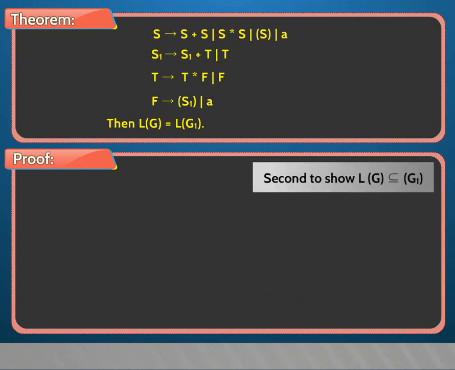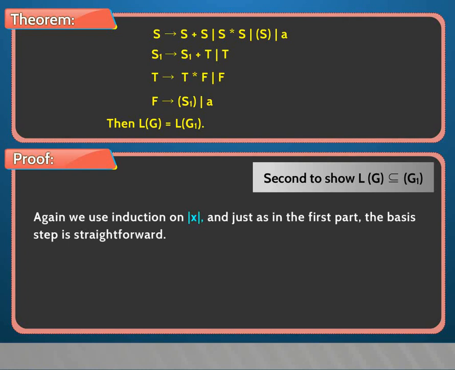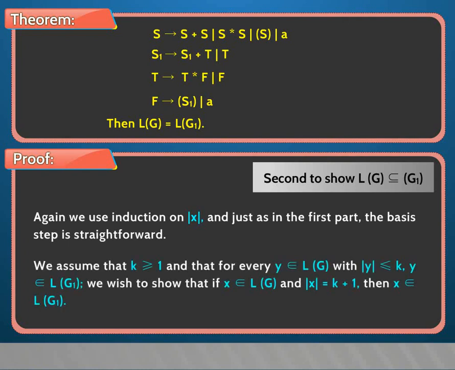Second, to show L(G) is a subset of L(G1). Again, we use induction on |x|, and just as in the first part, the basic step is straightforward. We assume that k greater than or equal to 1 and that for every y element of L(G) with |y| less than or equal to k, y element of L(G1). We wish to show that if x element of L(G) and |x| is equal to k plus 1, then x element of L(G1).